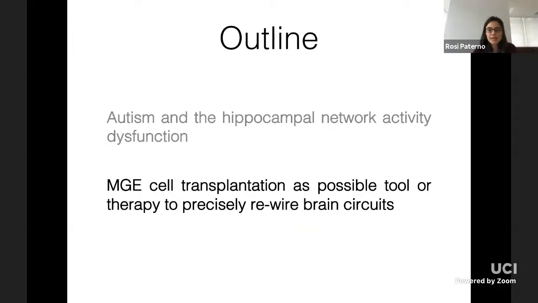The second part will instead focus on MG cell transplantation as a possible tool of therapy. As I said, the overall goal that I have is that I would like to precisely modify the circuit, and because the circuit needs to be modified differently, I think it's worthy to understand if we can also use MG cell transplantation and establish a way that can be used as a precise type of medicine.